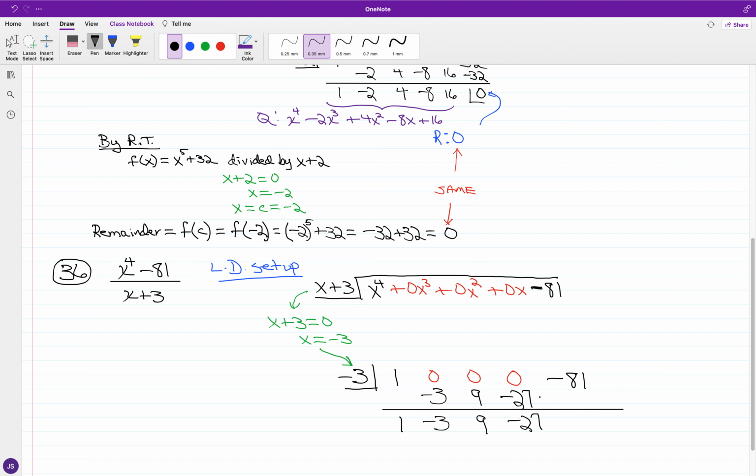And the product of negative 3 and negative 27 will be positive 81. And negative 81 and positive 81 will add up to 0. So the remainder is equal to 0.